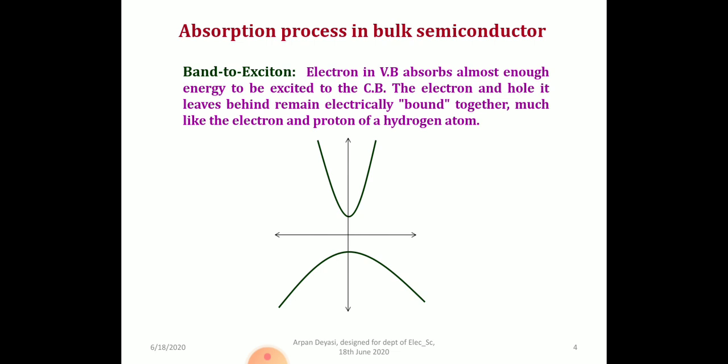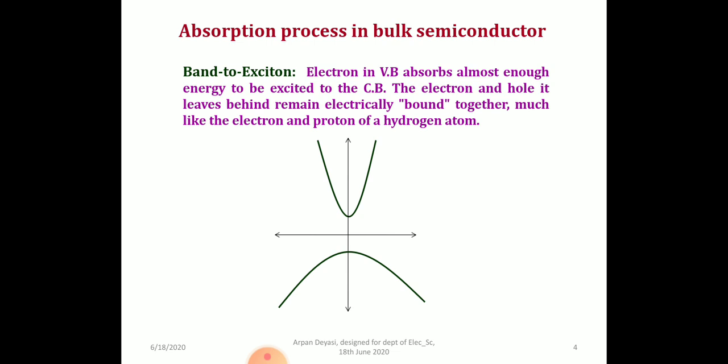The next point is band to exciton. As per our concept, this process and the previous process, the band to band process, are almost exactly the same, with a very minute difference. Before going to the text, let me first explain the diagram clearly so that you can find out what the difference is between band to exciton and band to band, and that will really help you understand how an exciton is formed.